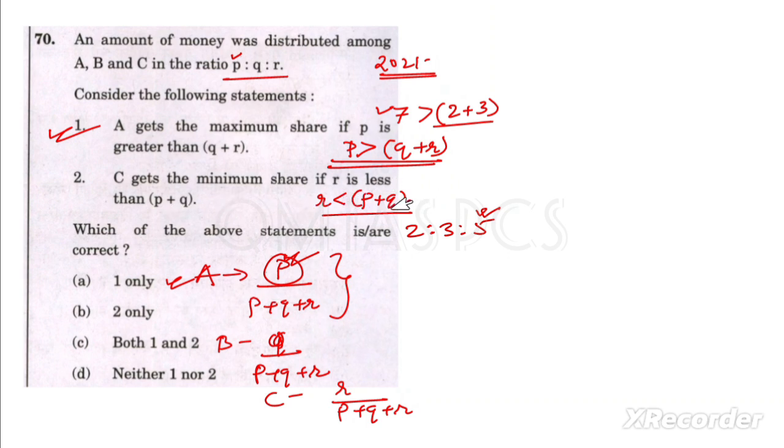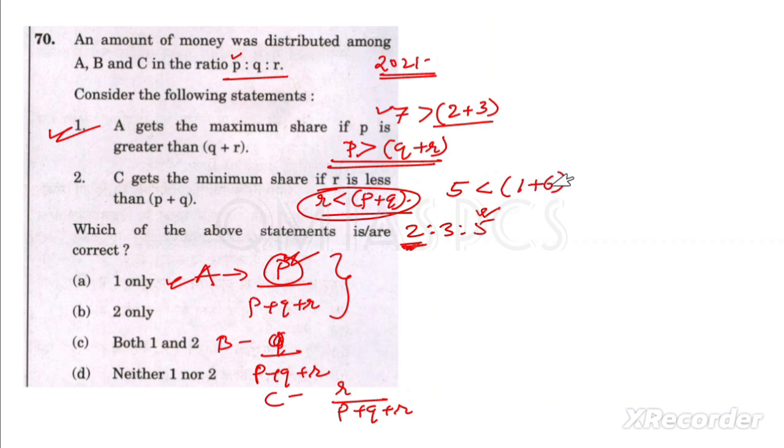Now for C gets a minimum if R is less than P plus Q. Second one is this. R is less than P plus Q. But is R the minimum value? Here you can see 2 is a minimum, so we can say the share will be minimum. But from this statement, can you say R is the minimum? I'm giving you one example: R is equal to 5, P is equal to 1 and Q is equal to 6.